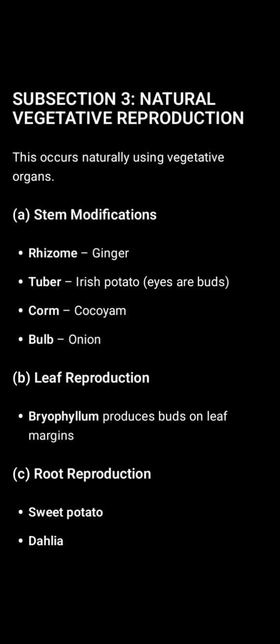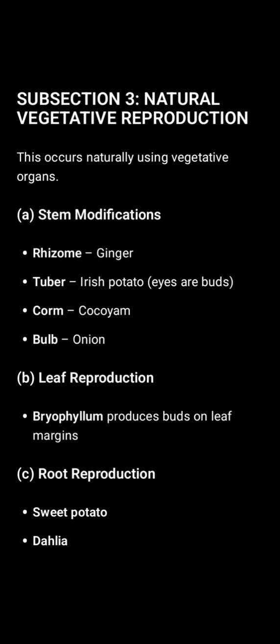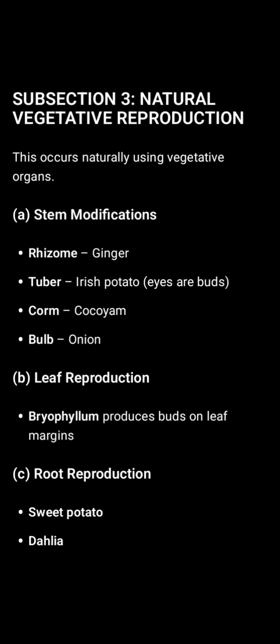Then asexual reproduction is divided into two. We have natural vegetative reproduction, and then we have artificial vegetative reproduction. So let us talk a little bit about the natural. For example, we have stem modifications. That means the plants naturally carry out asexual reproduction through their stems and through their leaves. Some of them through their leaves, some through their stems, and some through their roots. For those plants that fall under the stem category, there are things like the rhizomes, the tubers, the corms, and the bulb.